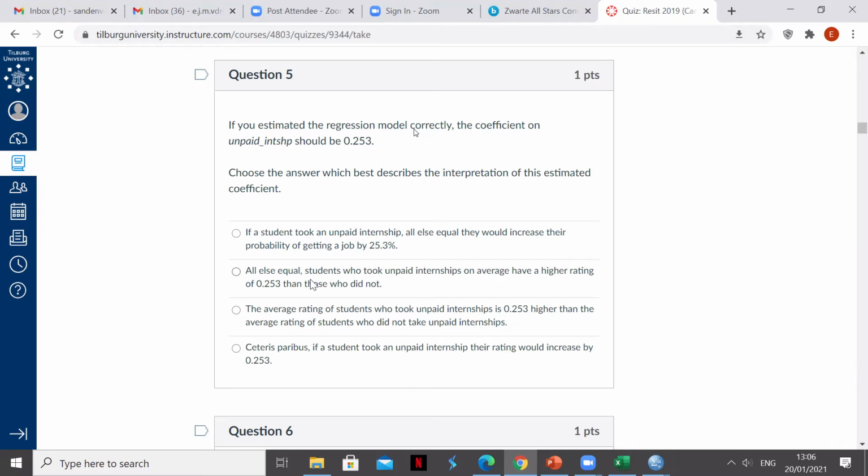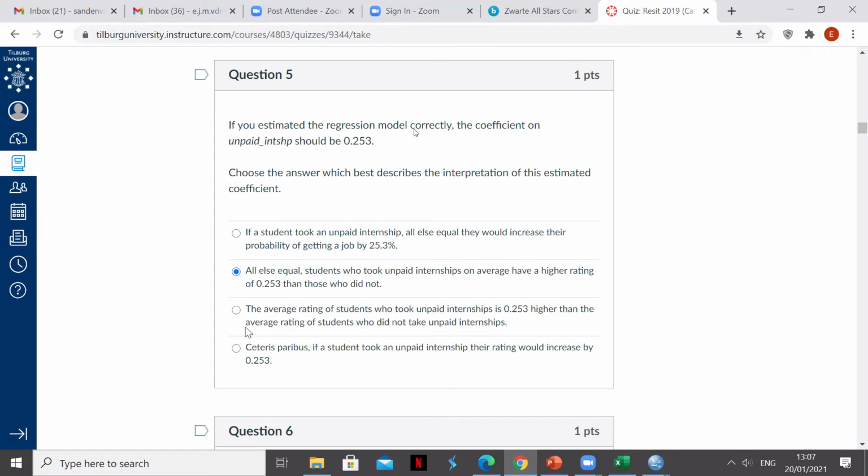All else equal, students who take unpaid internships on average. So remember, we had 2 important things to interpret with the coefficient, and that was on average, which is here, and all else equal, right? So these ceteris paribus. So those are included, have a higher rating of 0.253 than those who did not. That's probably true. As I explained, it goes up with 0.253 units. You don't have to include the unit as long as you don't say its percentages, because that's obviously wrong.